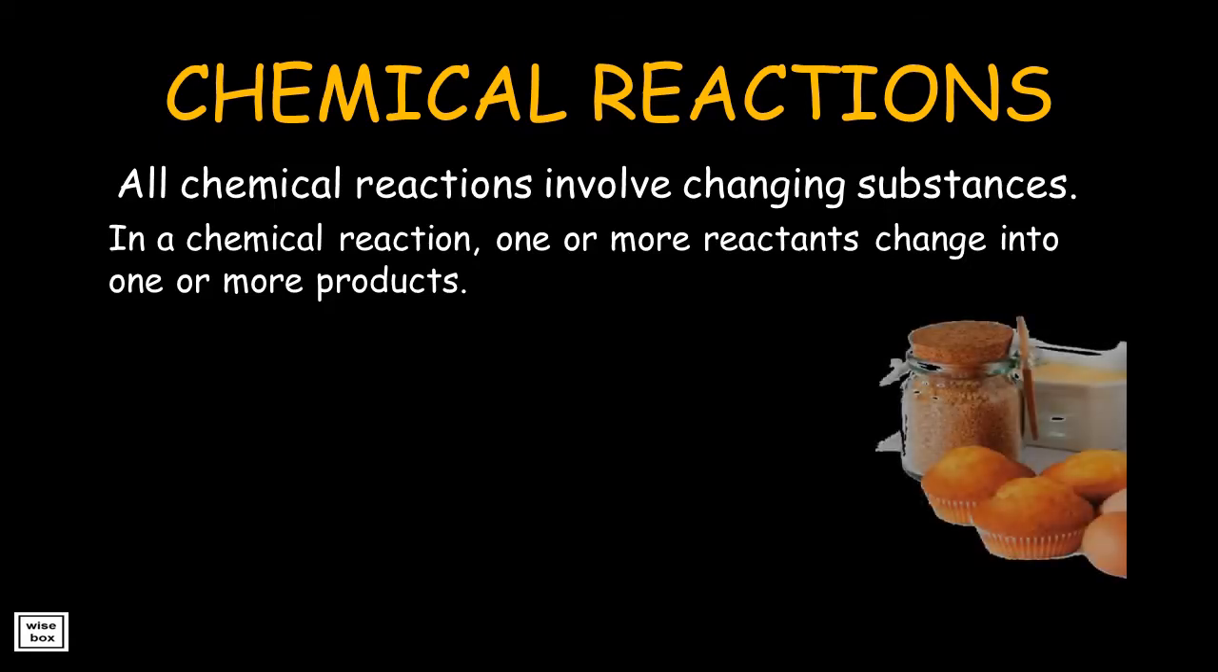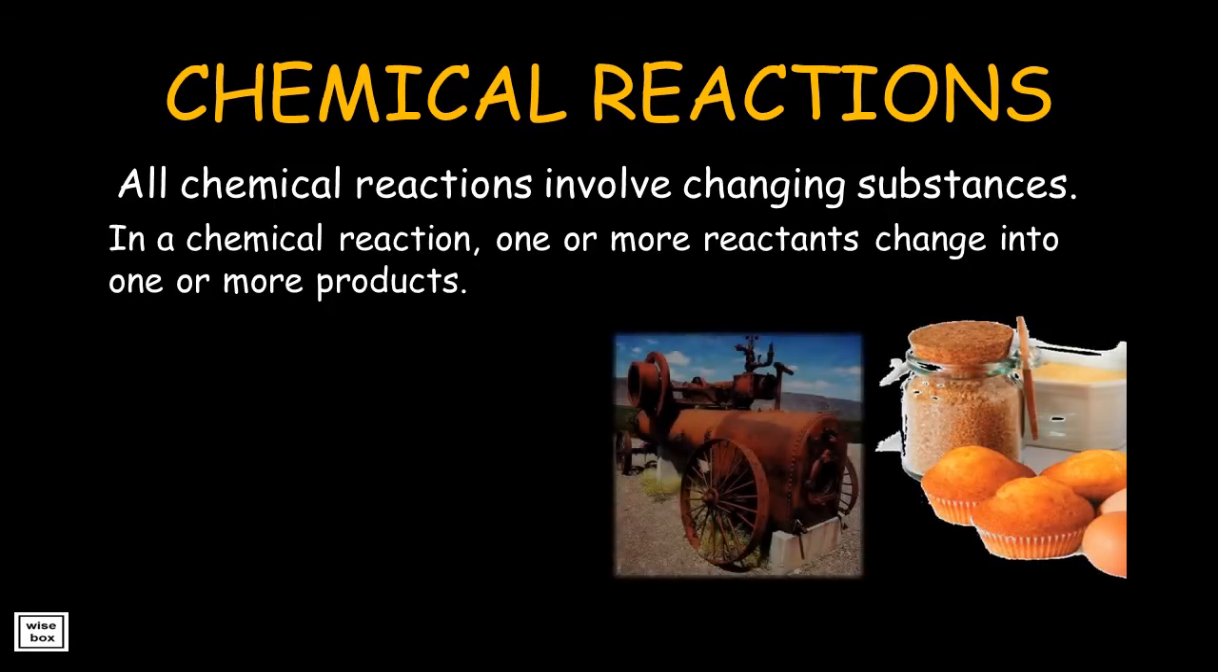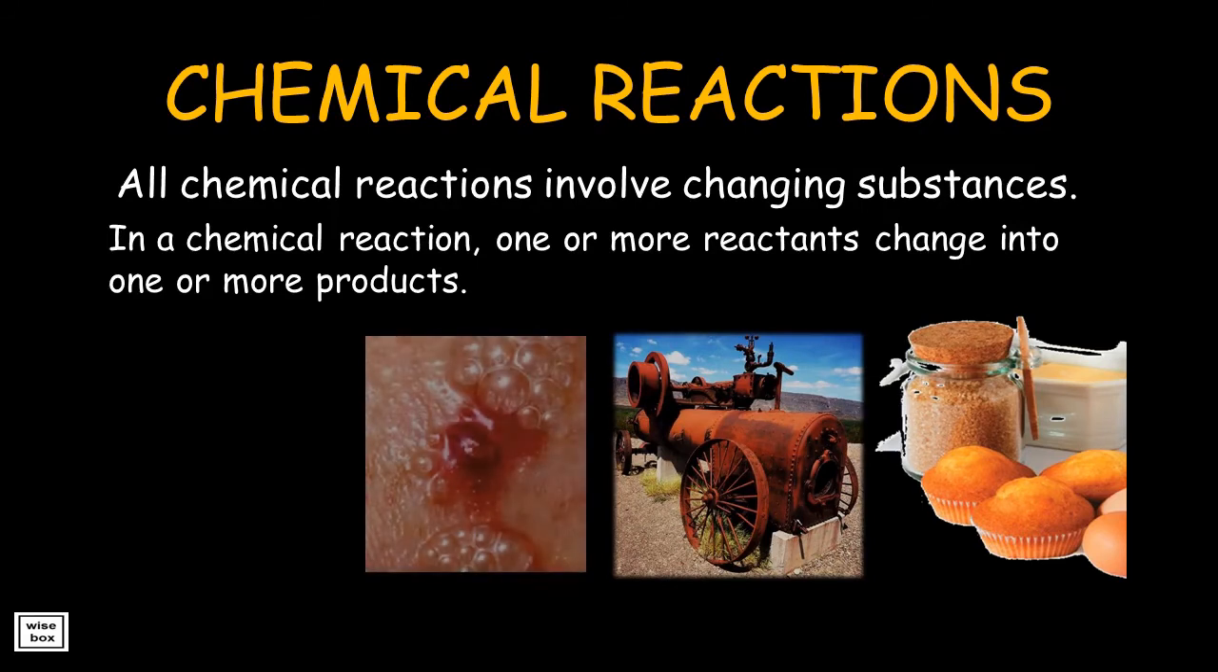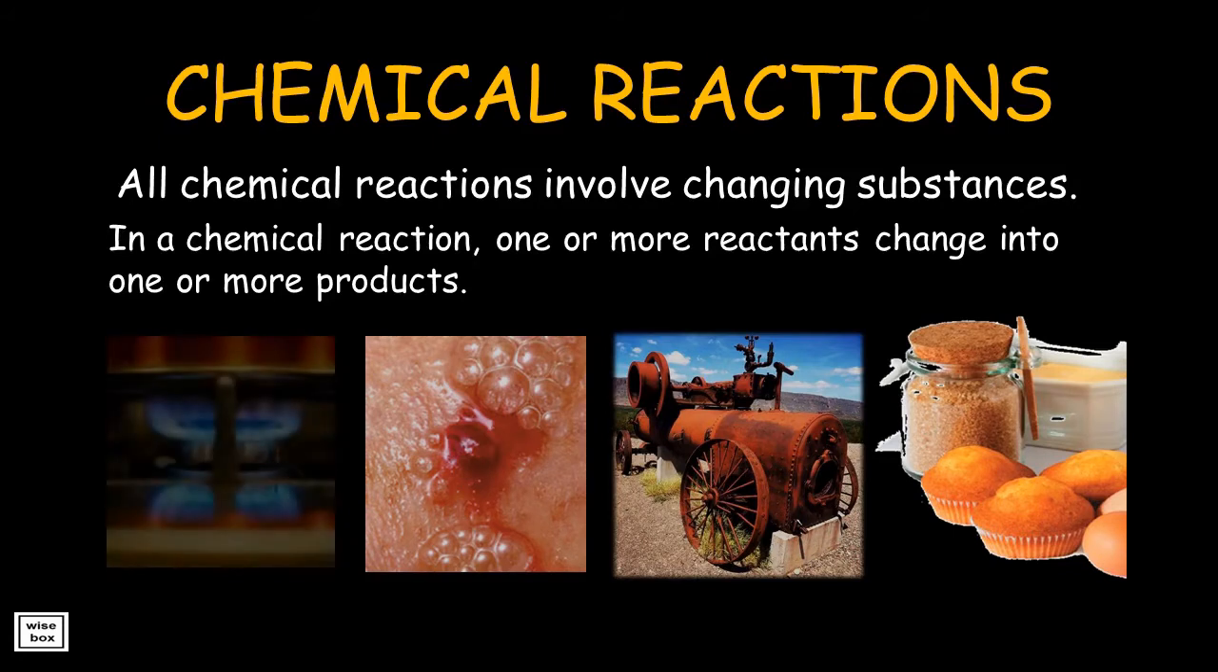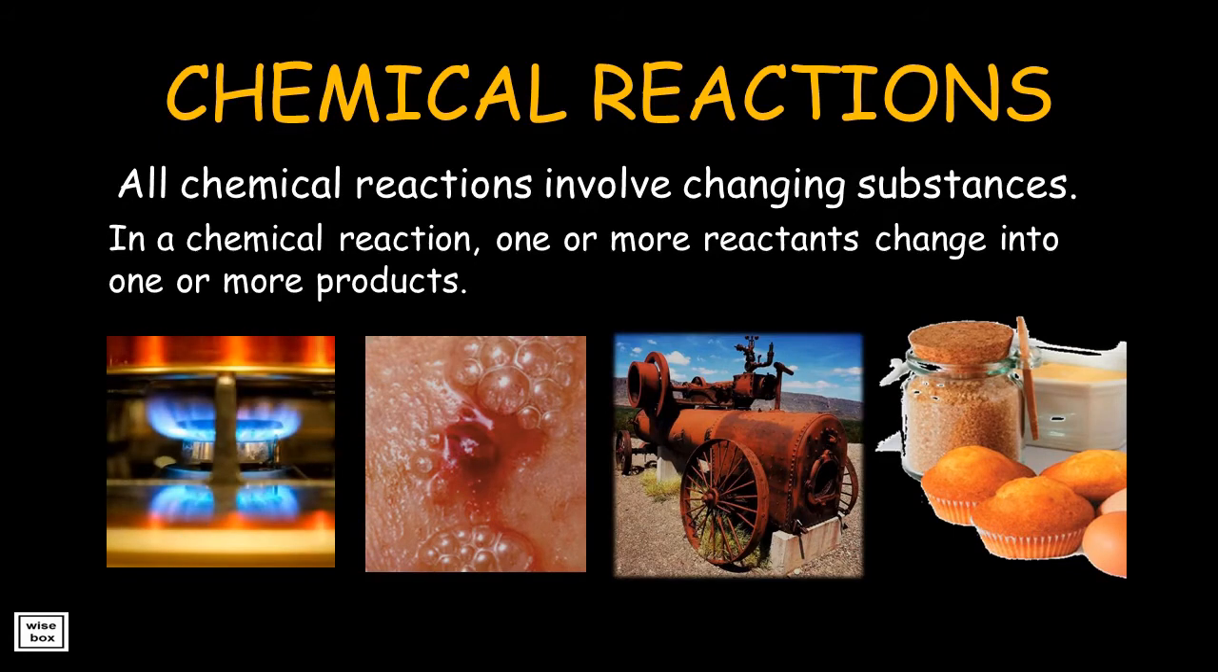It may produce a batch of muffins, or the rusting of iron. It happens when hydrogen peroxide decomposes to form water and oxygen gas. Also, methane and oxygen react to form the products water and carbon dioxide.